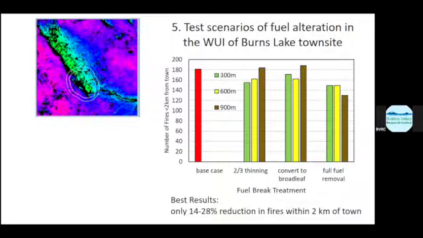Let's say specifically in the WUI around Burns Lake town site, 2 kilometers out, we tested different widths. And here we're talking about not just a cat guard or 10 meters, but 100 meters had no effect, 300 meters, 600, 900 meter buffers, either exposed to 2/3 thinning of what was originally in that forest cover, convert it all to broadleaf, or have no fuel whatsoever. And it had surprisingly little effect, okay, because of that importance of spotting.